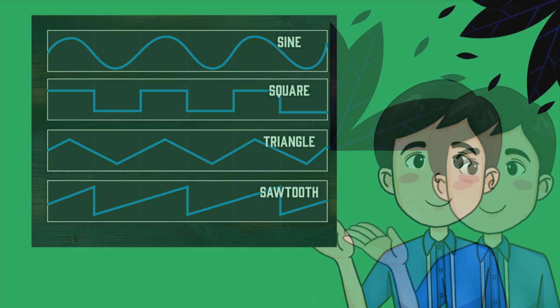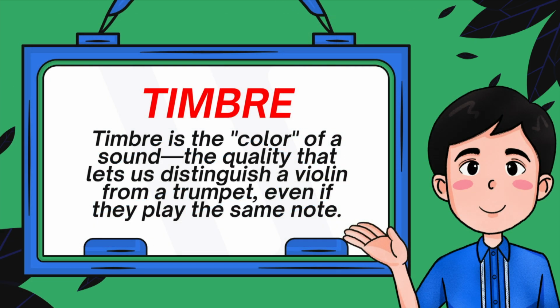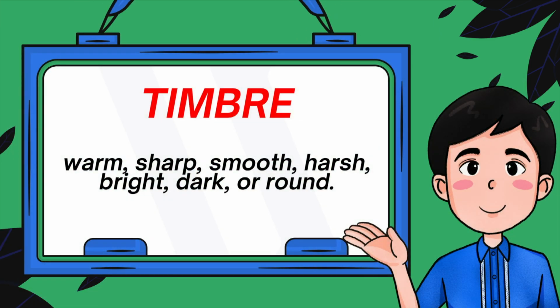Timbre. Timbre is the color of a sound, the quality that lets us distinguish a violin from a trumpet, even if they play the same note. It can be warm, sharp, smooth, harsh, bright, dark, or round. Timbre depends on the oscillator, the waveform, and how it's modulated and filtered.